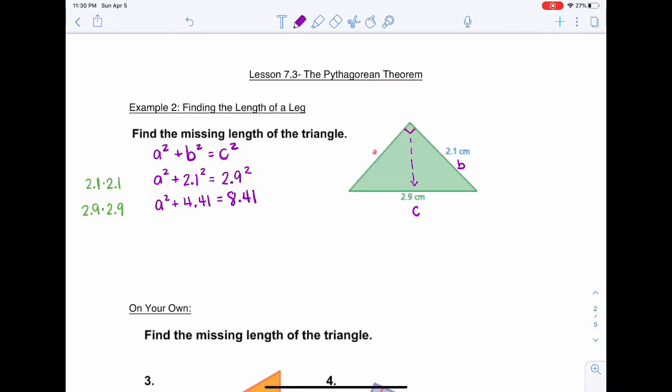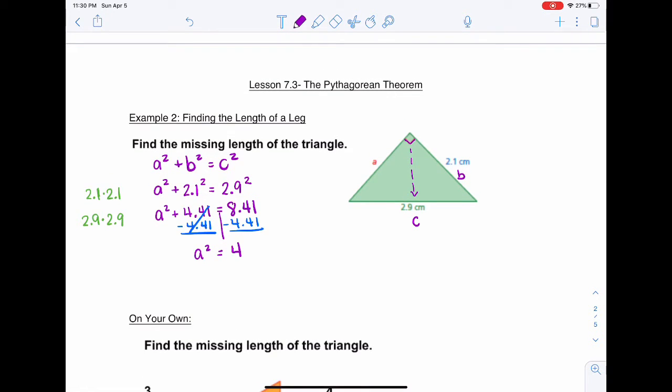Okay, so now esto debería de aparecer somewhat similar. Okay? Tengo una variable con un número en un lado y tengo un número en el otro lado. All I have to do now is solve for the variable. So I'm going to do the opposite operation. Este es más, entonces voy a hacer menos. Esto se cancela. So now I'm left with A squared equals 4.